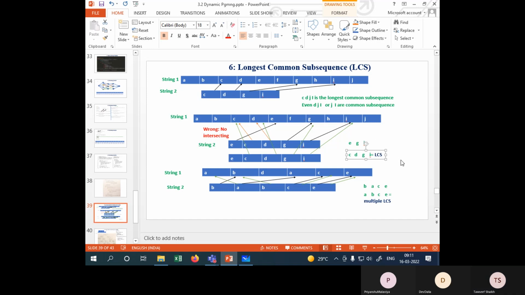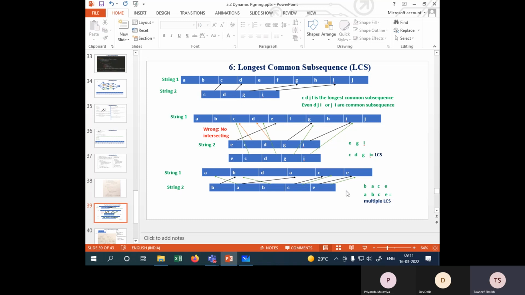And the chances can arise that there are multiple longest common subsequences present in a given example. The case is mentioned here, the third example from A to E: we have B connected to B, A to A, C to C, E to E, which means BACE is one substring common to both of them. Another: this A, this B is here, this C is here, this E.